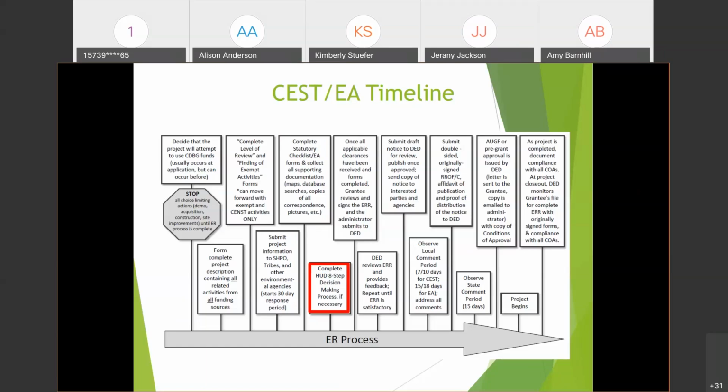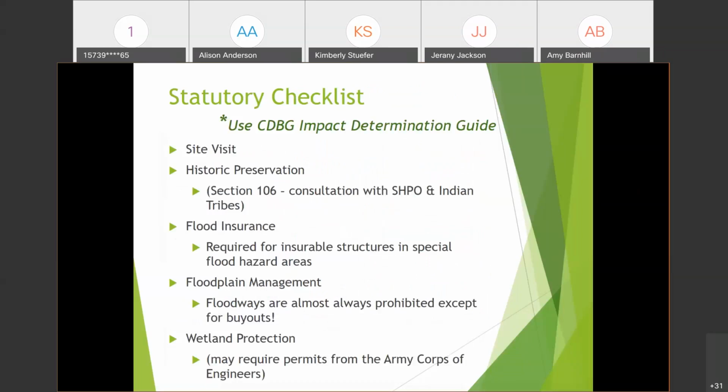You can go to the next slide, please. Thank you. So in doing the statutory checklist, we do have the checklist itself on our website, and this is a helpful tool that tells you the documentation that should be included in your record. And I use this checklist. I think Allison and I both use this checklist when we review these environmental reviews to make sure that they include all the information here.